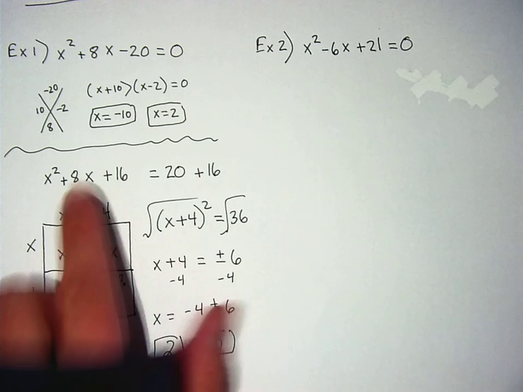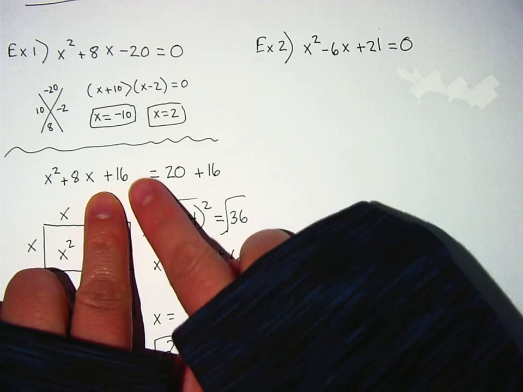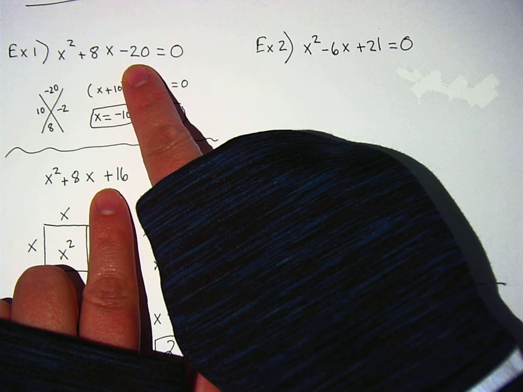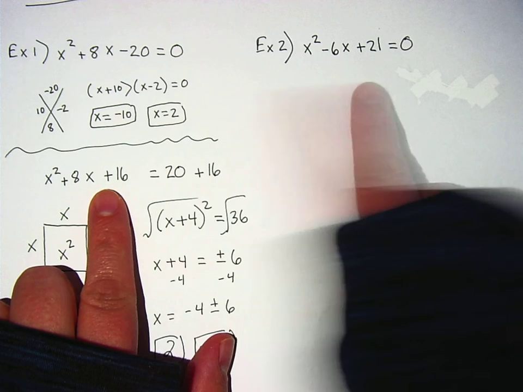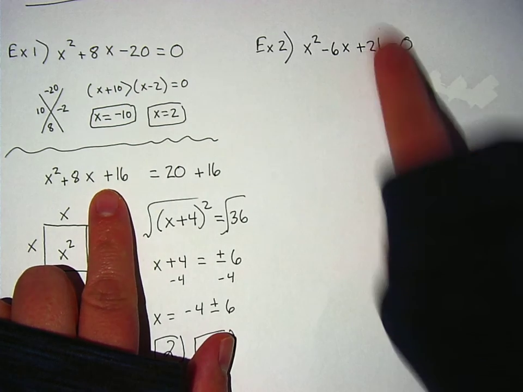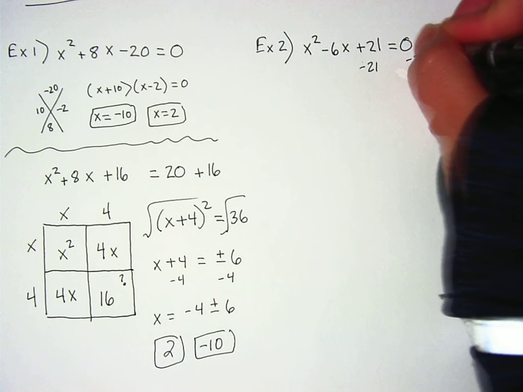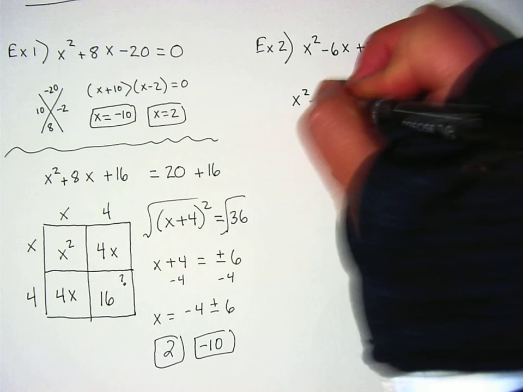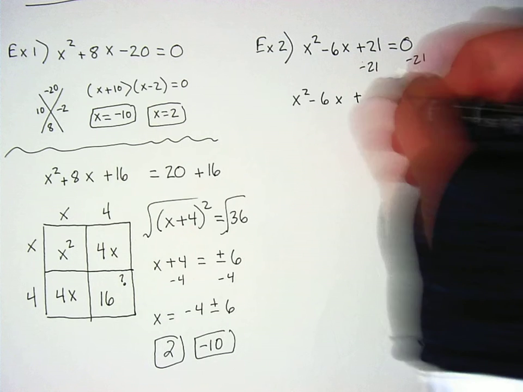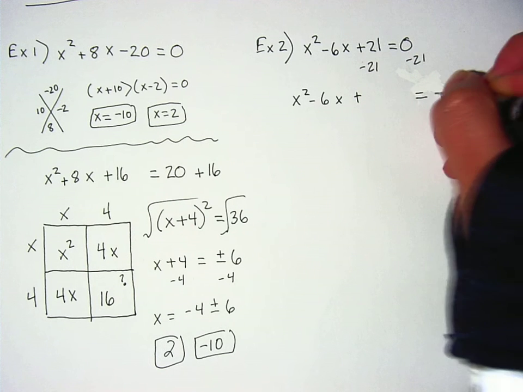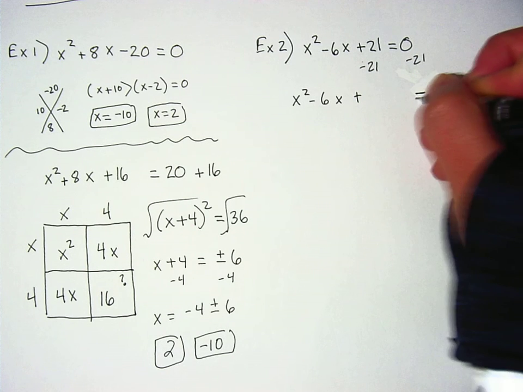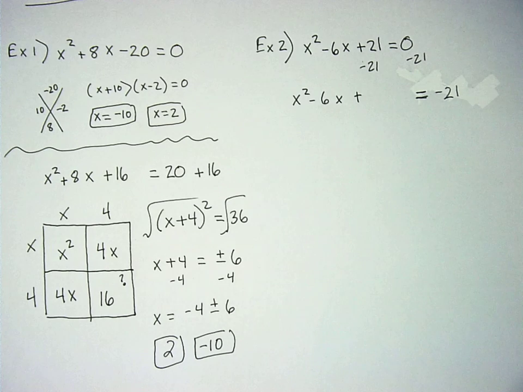All right, somebody remind me, what's the first thing I did with that 21? Minus 21 on both sides. Right, so I'm going to minus 21 on both sides. I'm going to get that third term out of the way. So now I've got x squared minus 6x plus, and I'm going to leave some space and put negative 21 on the other side, because I intend on adding something there.